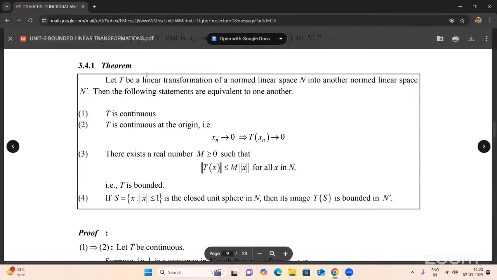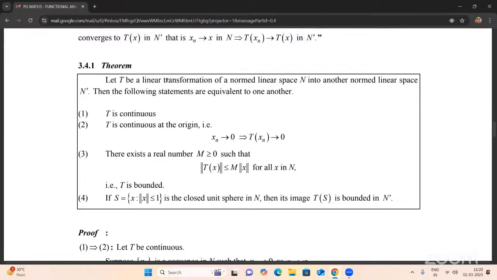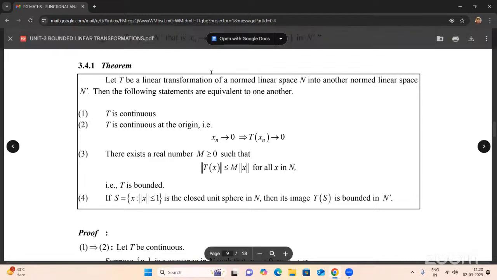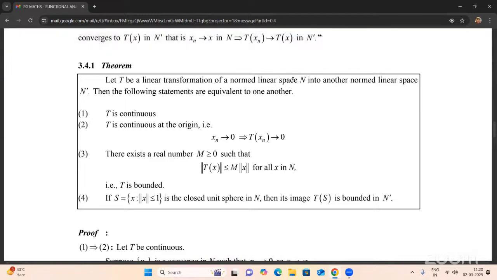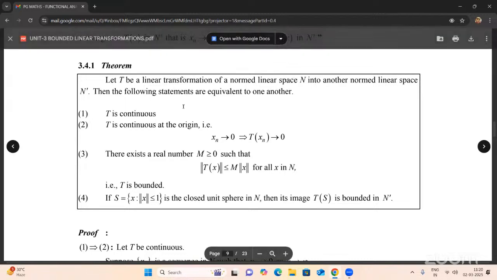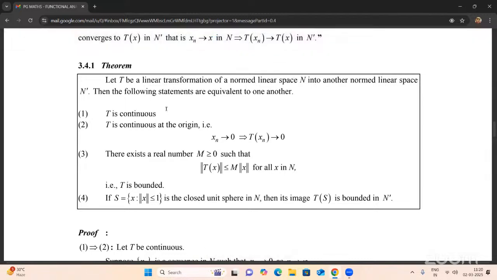Okay. Now what is the theorem? Let T be a linear transformation. Here T maps N into N dash. N and N dash both are normed linear spaces, and T is the linear transformation defined on the linear space N into another linear space N dash. So that defines the linear transformation, and the following conditions are equivalent.